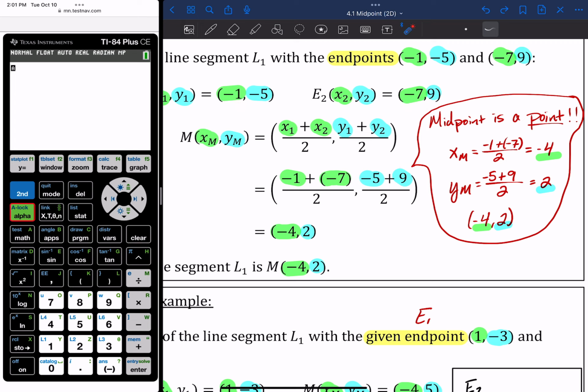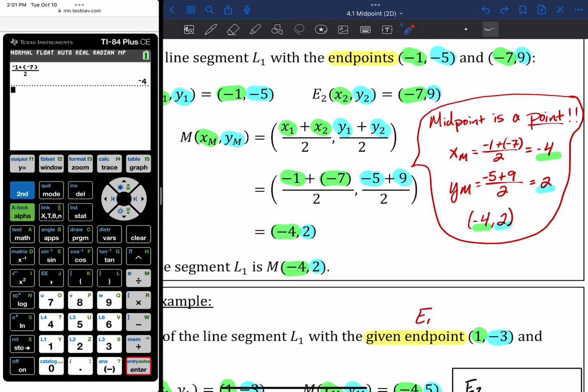I can use my calculator to help me with this. So I'm going to make a fraction. I'll do -1 plus -7. Then I'm going to divide by 2. This is going to tell me the number in between -1 and -7, which in our case is -4. So this component turns into -4.